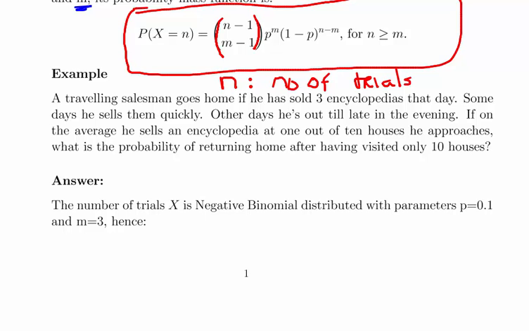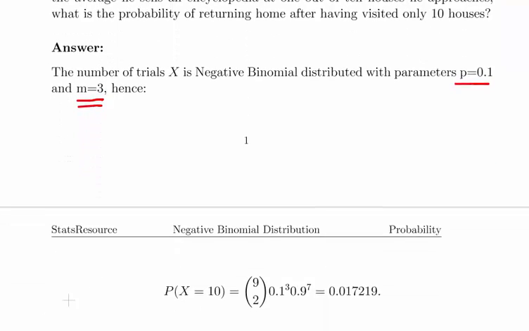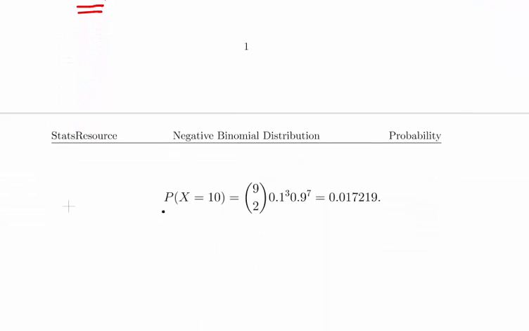So here the number of trials, X, is a negative binomial random variable distributed with parameters P equals 0.1 and M equal to 3. So he's trying to figure out how many trials, or how many houses he needs to visit before he can sell 3 encyclopedias. This looks like a tall order, but let's find out. We were interested in the probability that the number of houses he has to visit to sell 3 encyclopedias is 10. So probability of X equal to 10.